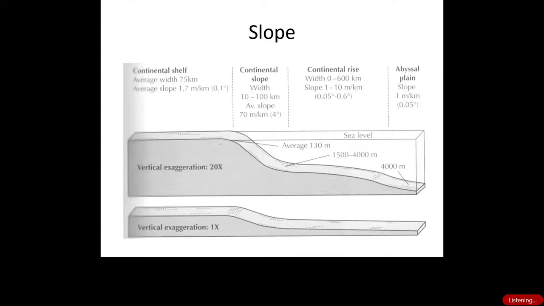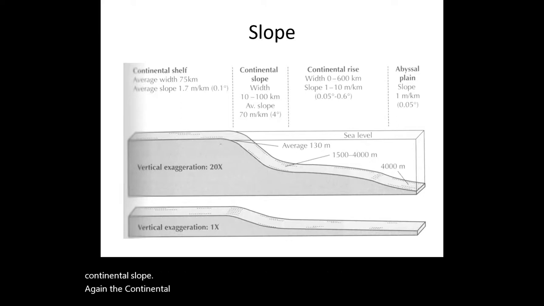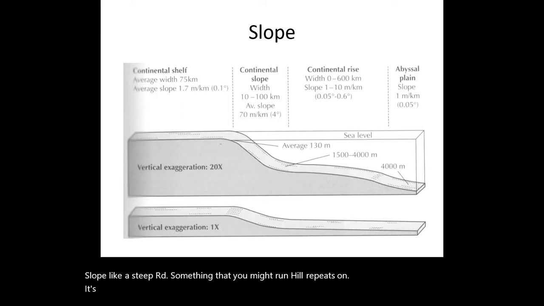Now that we've had the chance to talk about the continental shelf, let's turn our attention to the continental slope. Again, the continental slope is between 4 to 6 degrees slope, like a steep road, something that you might run hill repeats on. It's a narrow region between 10 and 100 kilometers and well below storm wave base.